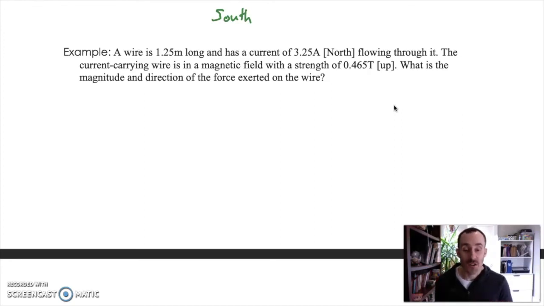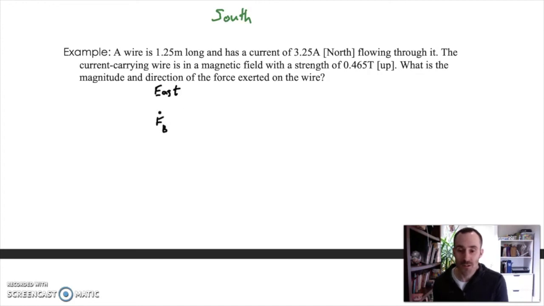So it says that the current is flowing north. So I'm going to point my thumb away from me. It says that the magnetic field strength is up. So I'm holding my hand like this. That means that the force is going to be directed toward my right, which is east. Okay, so the direction, I'm going to write that part down already, is east, and that's dictated by the right-hand rule. Now the rest of it is that F equals BIL calculation.